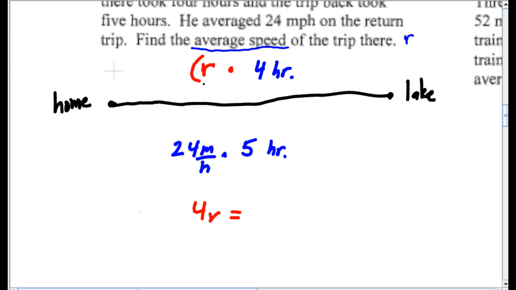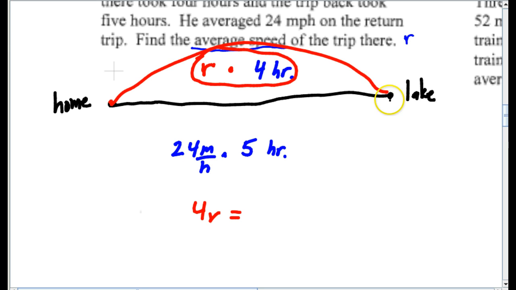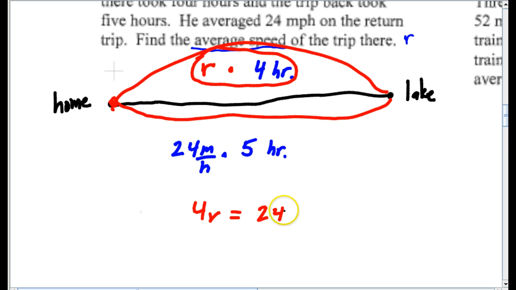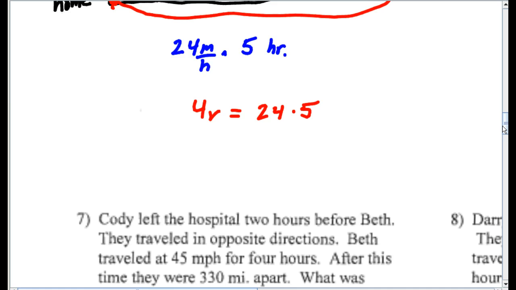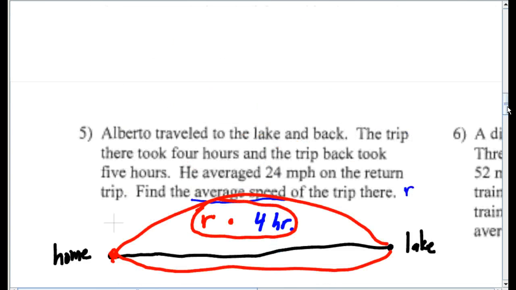4 times r, the top distance. Again, we're going on the assumption that we took the same route there and back. So the distance from home to the lake and the distance from lake to home is exactly the same. That's a very important assumption. Alright, solve that, and I recommend you look back.